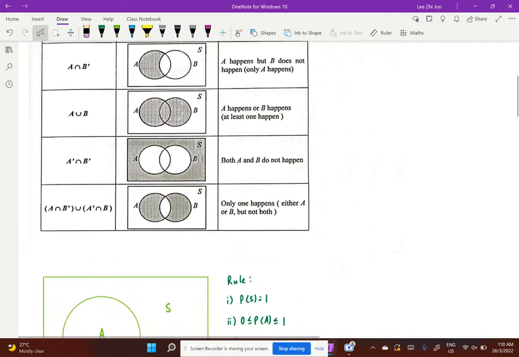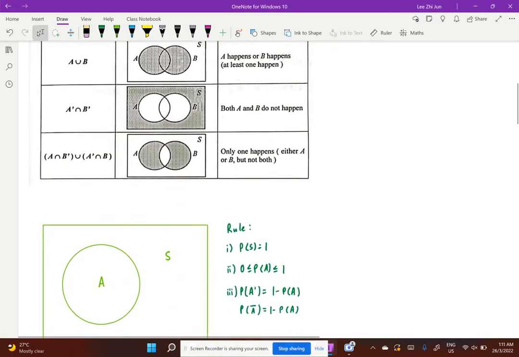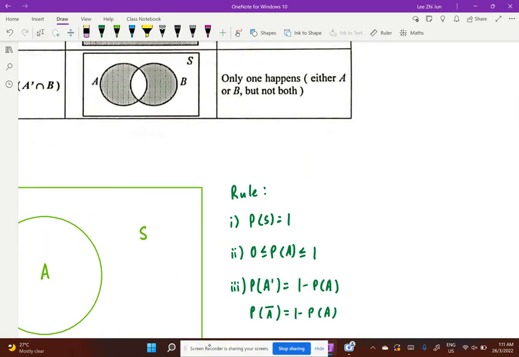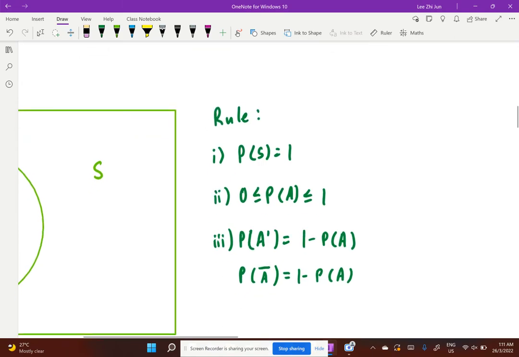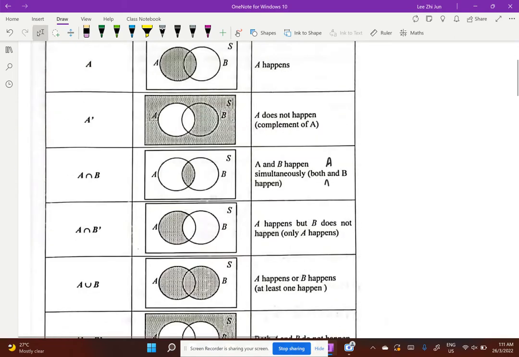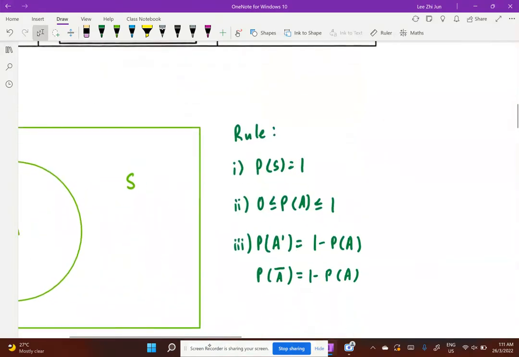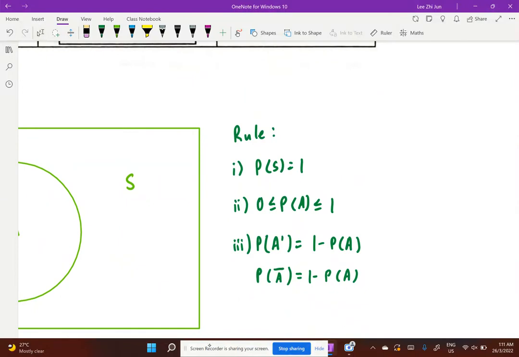So here are the rules, same as just now. The probability of the sample space will be 1. The probability of an event is between 0 and 1. The complement of A will be denoted like this or this, and can be written as 1 minus the probability of the event.